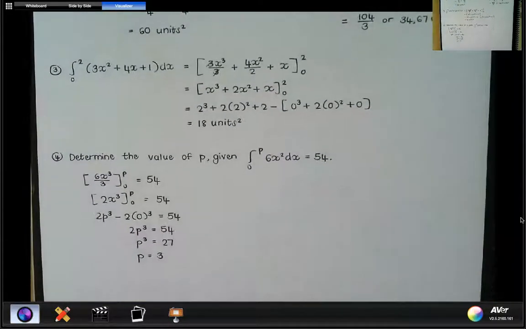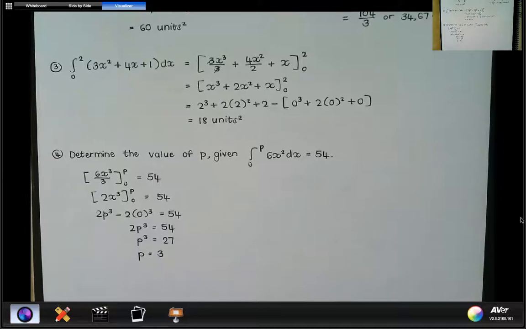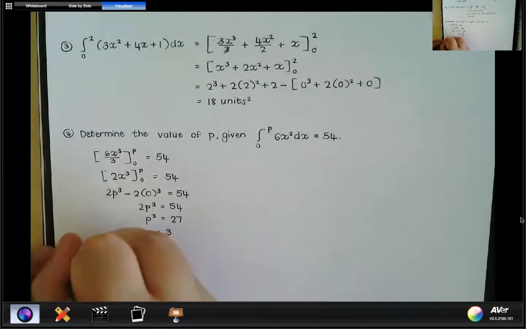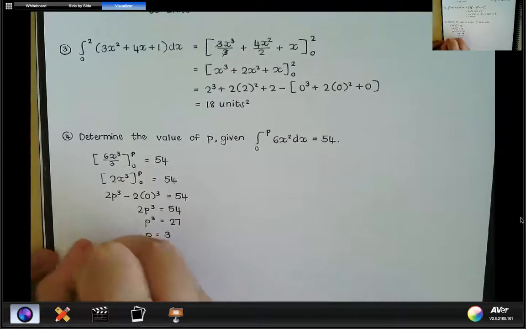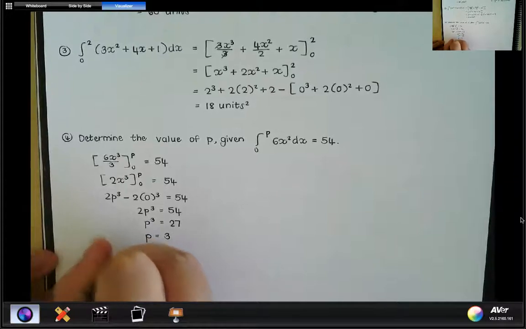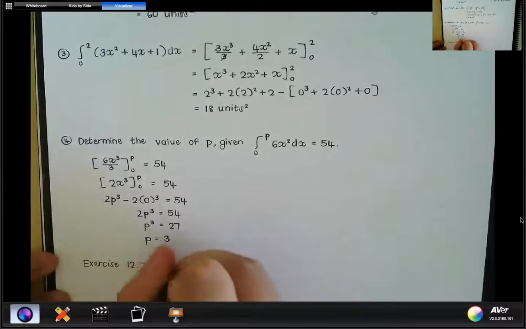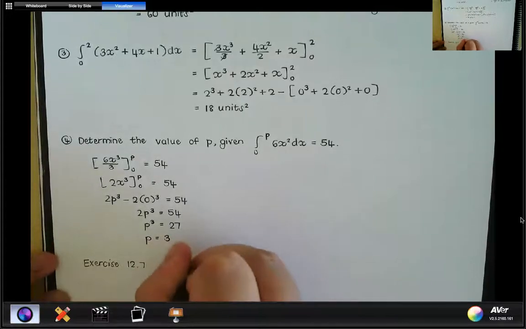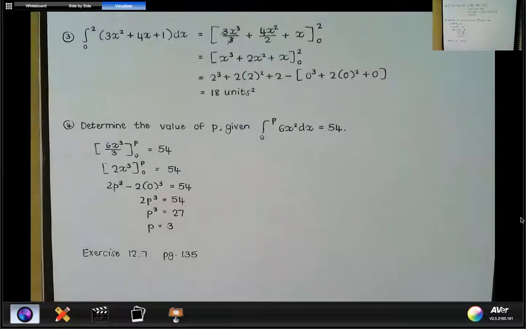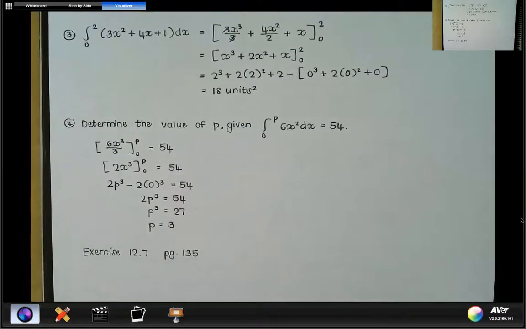Okay. Your homework for Monday is going to be, and again, this is from the answer series, so I will just post this on the group. It's going to be exercise 12.7 on page 145, and I want you to do the whole exercise. It's not long, it's just finding these integrals.